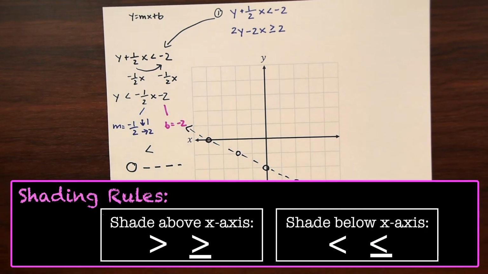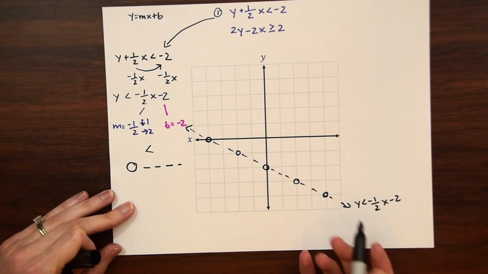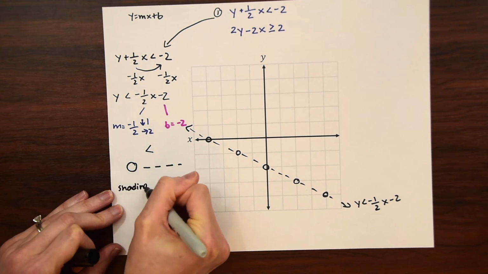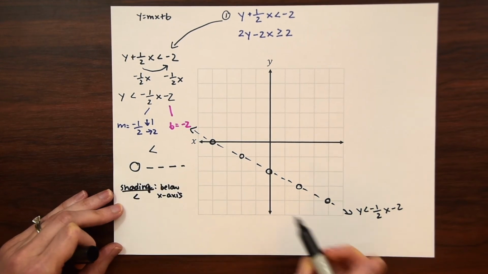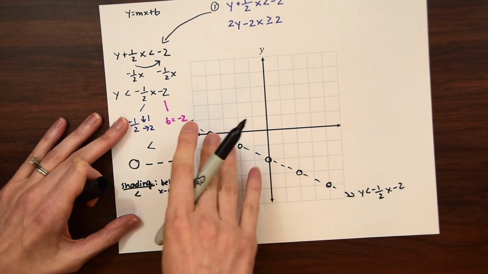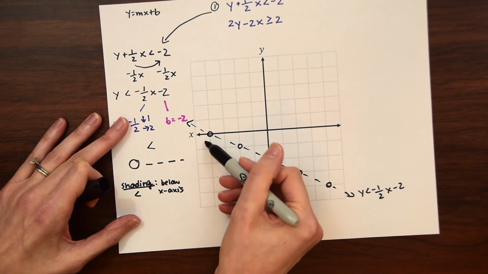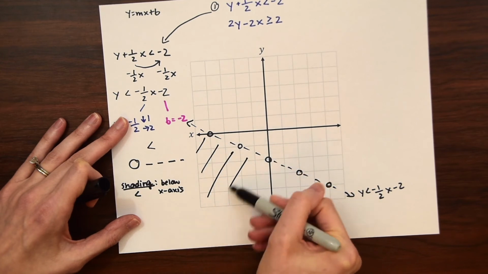Now for shading. Since this is a less than sign, that means we want to go below the x-axis, for the negative y values. So we're just going to take our marker. Notice down here, to the left of the line, this has all those negative y values that we want below the x-axis, and we're just going to shade it in.